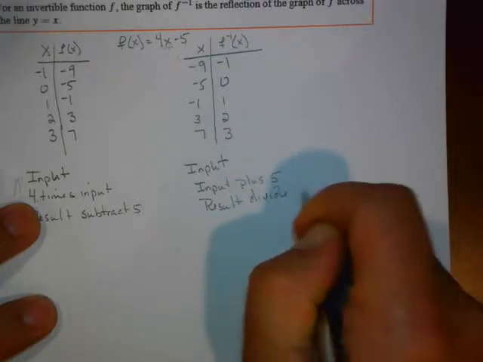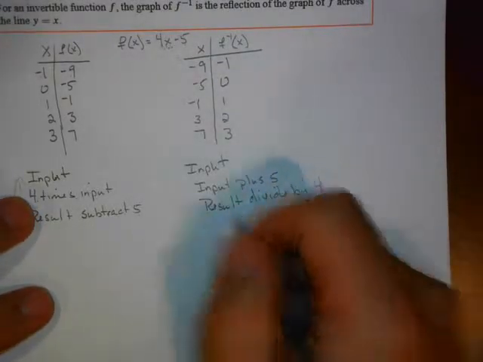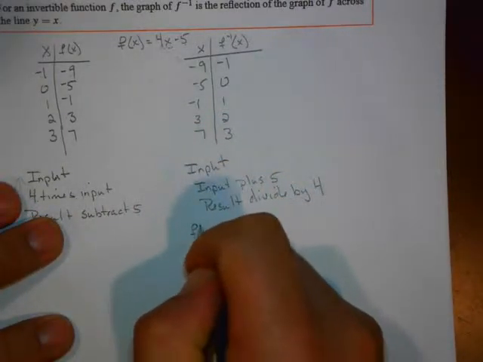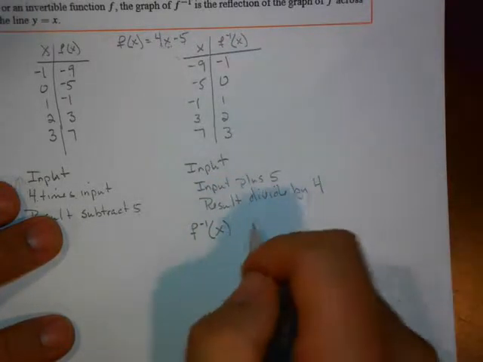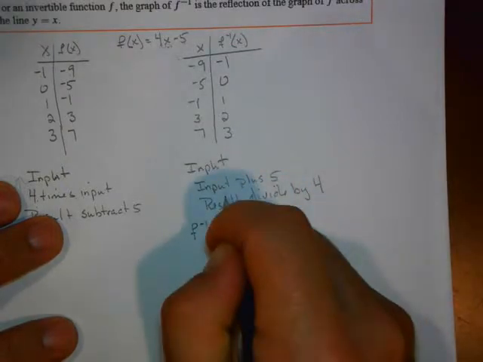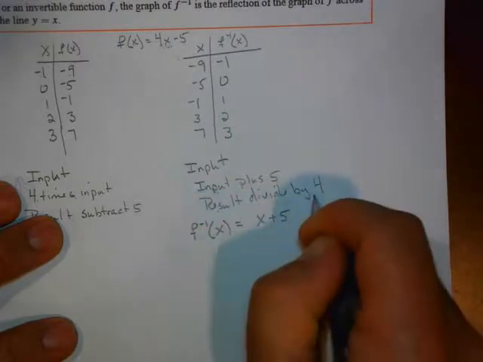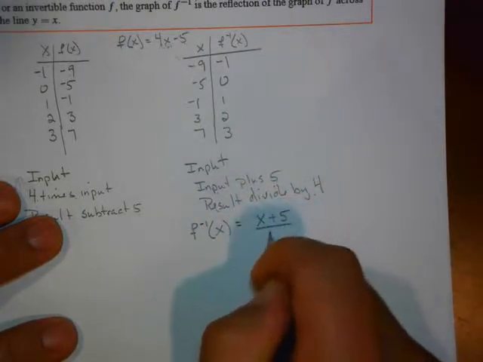And that would get us back to our beginning. So now what would that look like? So f inverse of x, again this is my symbol for the inverse, equals, my input is x, I'm going to add 5, and I'm going to take that result and divide by 4. So it's everything divided by 4. And this is my inverse.